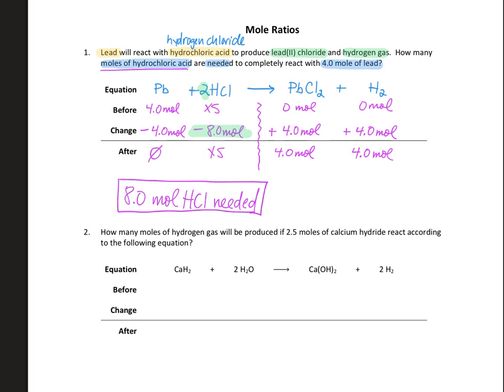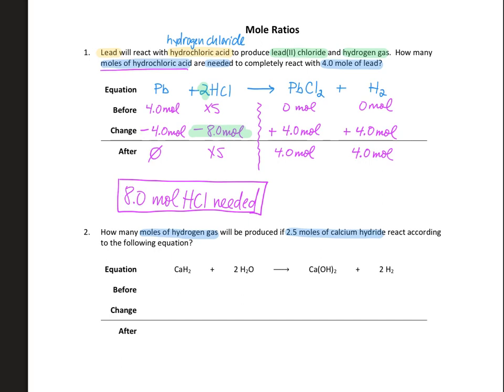Moving on to question 2. How many moles of hydrogen gas will be produced if 2.5 moles of calcium hydride react according to the following equation? So this time we've already got what we have for our balanced equation. We're looking for moles of hydrogen gas if 2.5 moles of calcium hydride react.